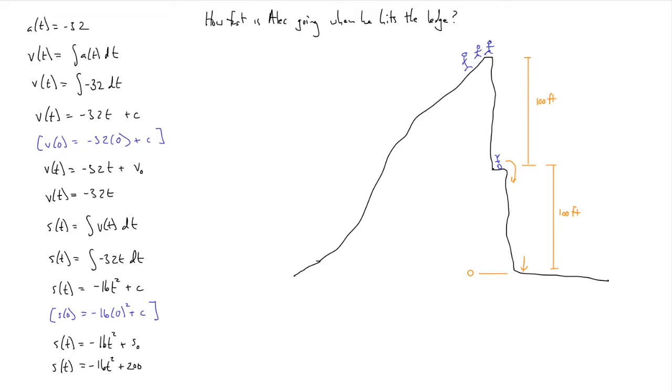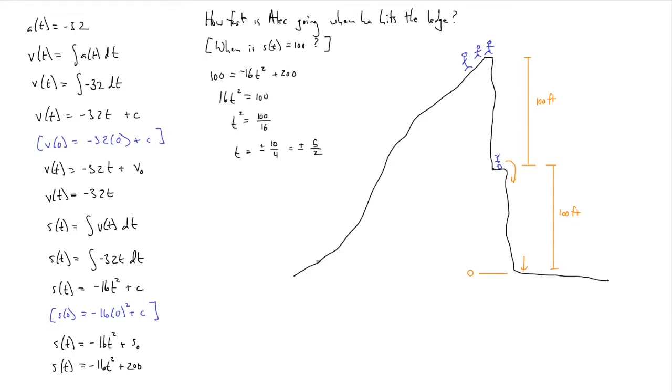and we would be done. And hitting the ledge is a question of where his position is, and the ledge is at position 100 feet off the ground. And so what we have to ask ourselves first is, when is his position, when is s of t equal to 100? And that's when 100 is negative 16t squared plus 200, because negative 16t squared plus 200 is s of t. And it's not hard to solve that equation for t.